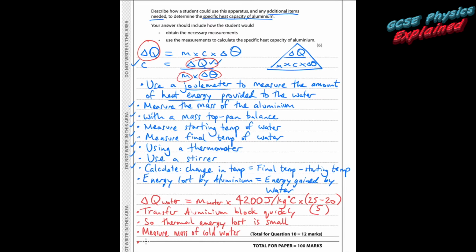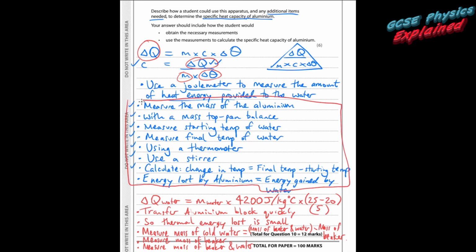I guess you'd have to measure the mass of the beaker and the mass of the beaker and the water. So the mass of the cold water would equal the mass of the beaker and water, take away the mass of the beaker. And I think I've just about covered it there, but to be honest, I would go with this part personally. You'll definitely get the marks for saying that.